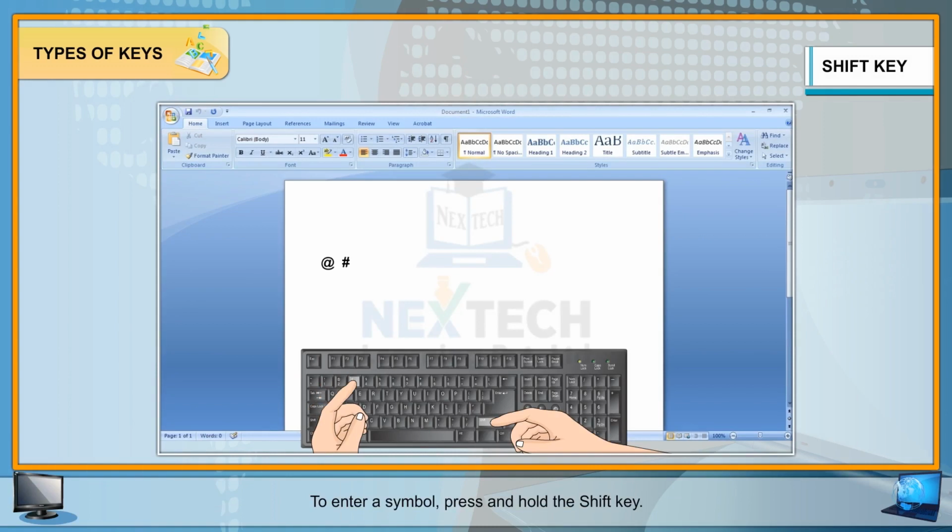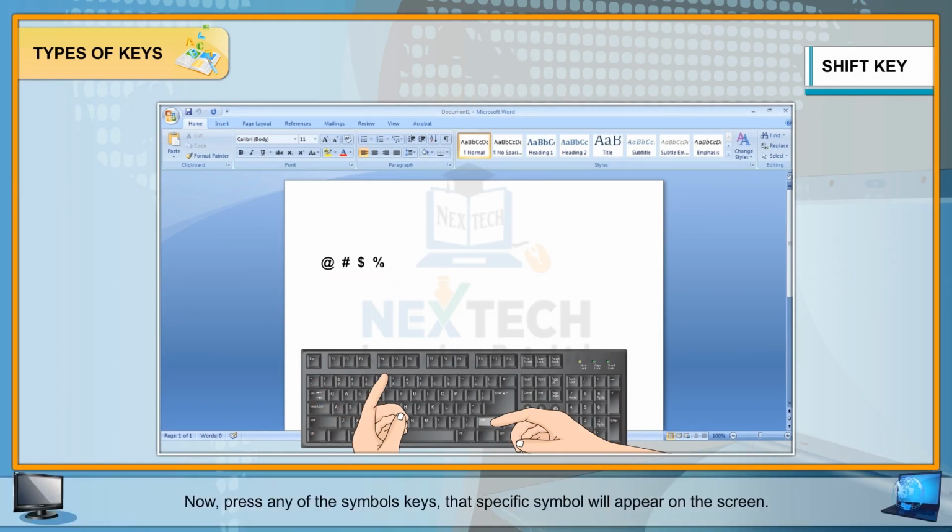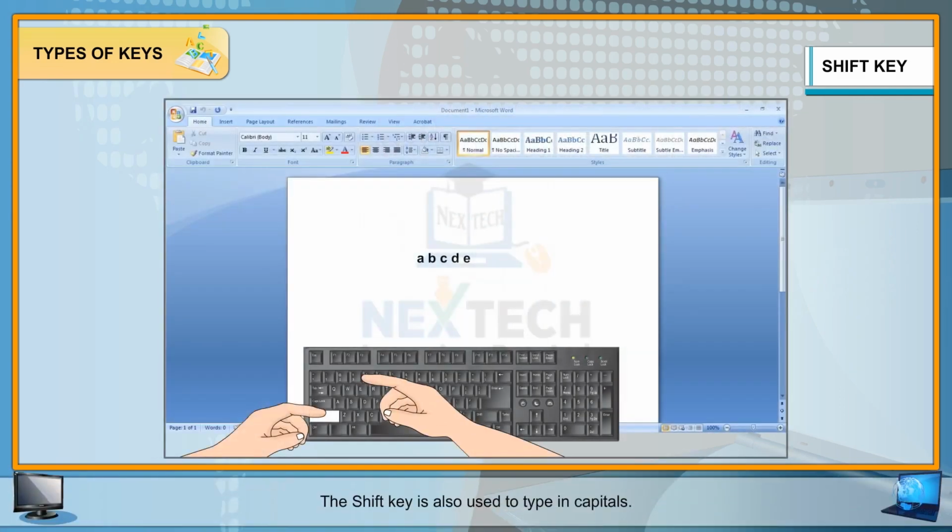To enter a symbol, press and hold the shift key. Now, press any of the symbol keys. That specific symbol will appear on the screen. The shift key is also used to type in capitals.